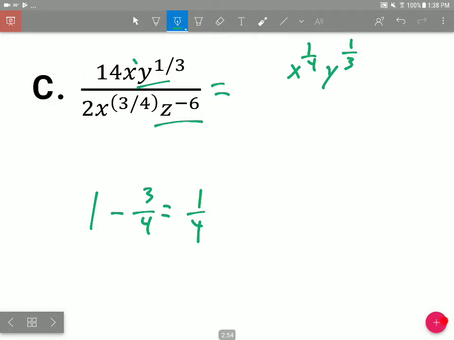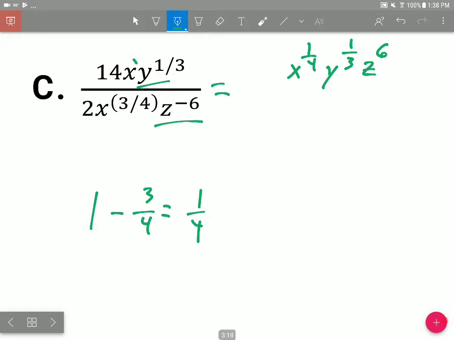Z, are there any other z's to combine it with? No, but is there something weird about it? The negative. What is that telling you? It is on the wrong side. So where does it belong? Up top. It is already on the bottom, so it belongs up top. So we're going to put z to the 6th on top.